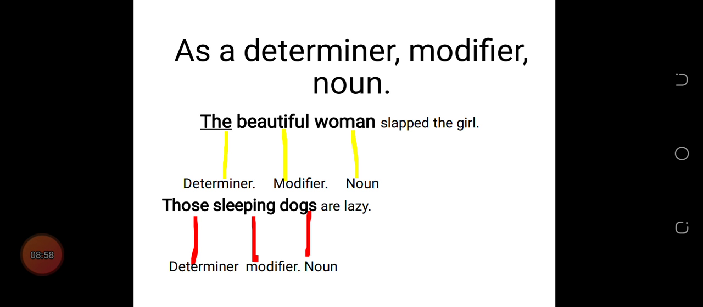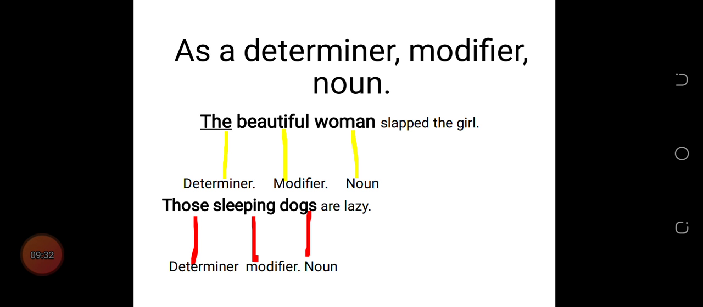Okay, so for you to identify that this is a noun phrase, we are saying that one of the features of a noun phrase is that it comes in this form. It's made up of a determiner, a modifier, and a noun. So let us look at the sentence we have there. The beautiful woman slapped the girl. Okay, so if we want to underline the noun phrase here, looking at a determiner, a modifier, and a noun.